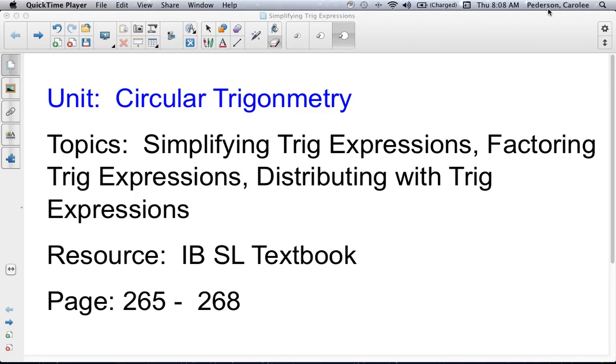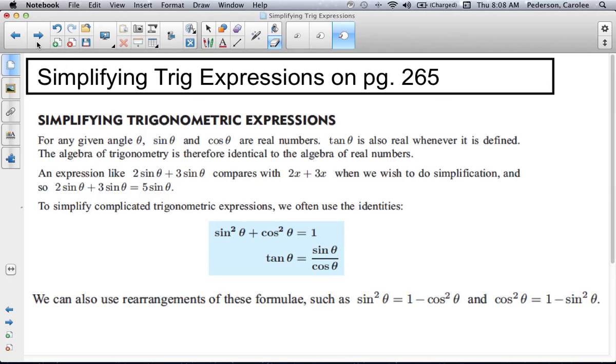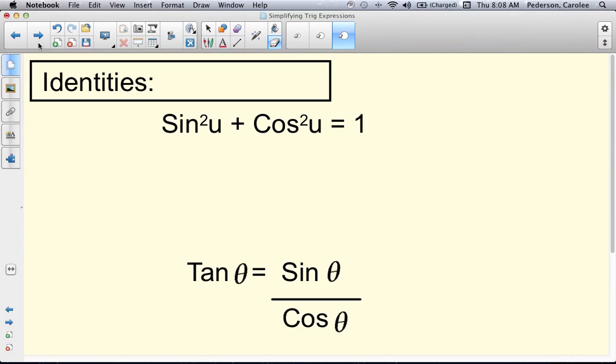This is on pages 265 to 268: simplifying trig expressions, factoring some trig expressions, and the distributive property with trig expressions. If you'd like to read in the book on page 265, they highlight a couple of things there in regards to some formulas that we're going to use. This first identity, if you remember, is called the Pythagorean identity.